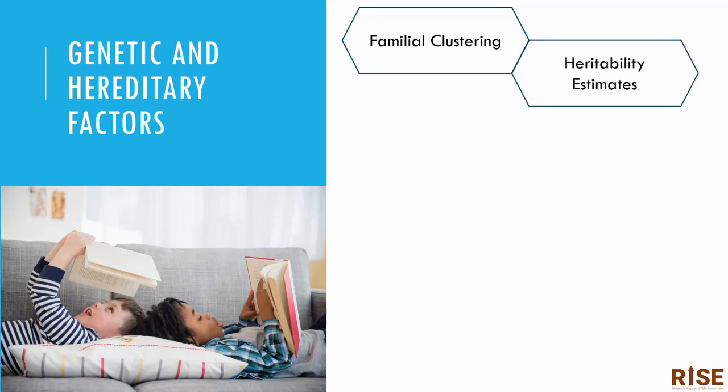2. Heritability estimates. Twin and family studies have been instrumental in estimating the heritability of dyslexia. These studies indicate that genetic factors contribute significantly to the risk of developing dyslexia. Heritability estimates typically range from 40% to 70%. 3. Identification of candidate genes. Advances in molecular genetics have led to the identification of several candidate genes associated with dyslexia. These genes are involved in various aspects of brain development, particularly in regions relevant to language and reading.